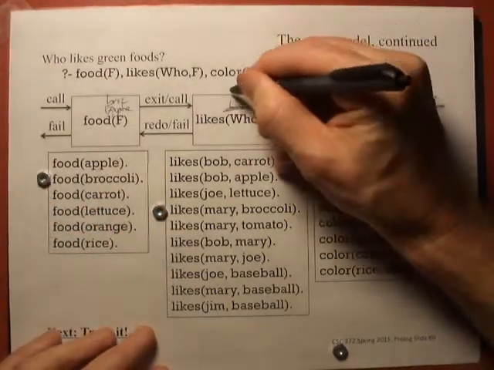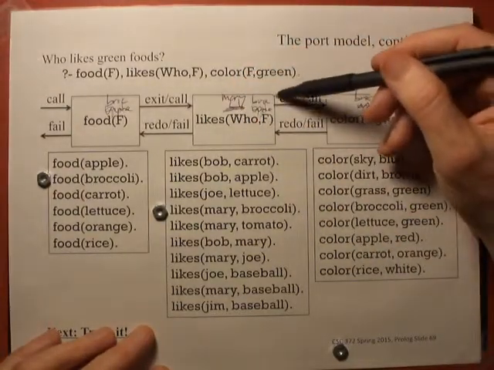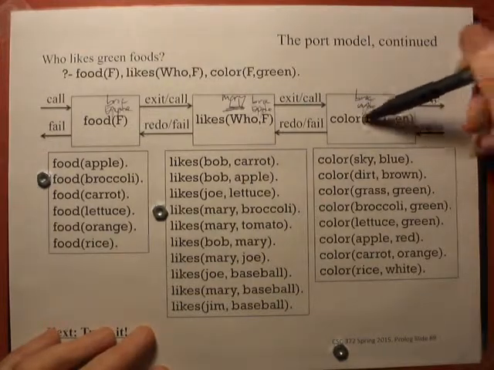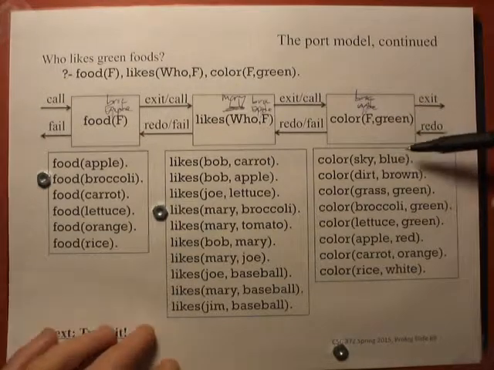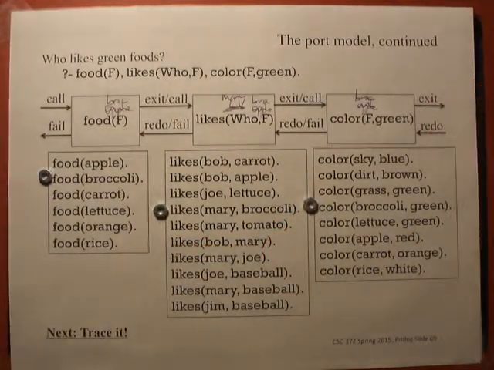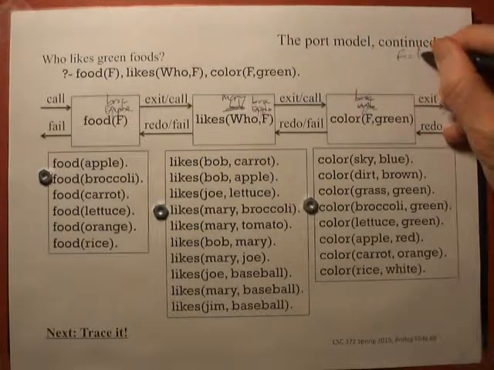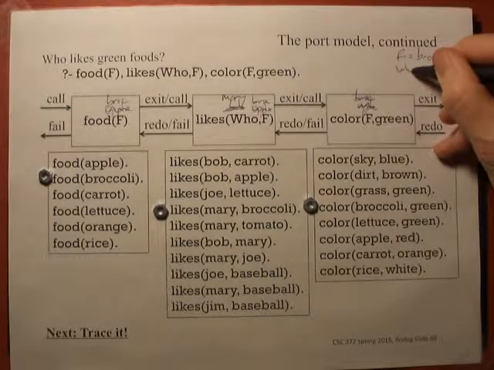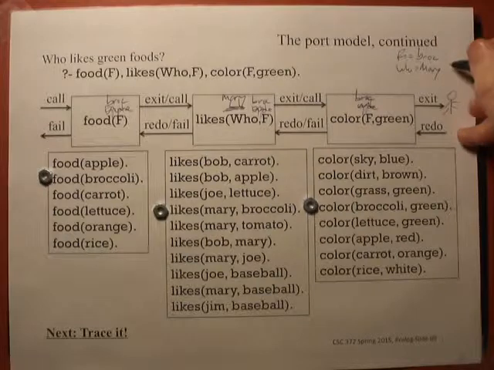So now we instantiate who to Mary, we exit, we call into color, and now we're looking for broccoli green. And we go down here, and we eventually find it here. Then we exit to the user, and what the user would see is F equals broccoli, who equals Mary. So let's imagine that the user then types a semicolon.